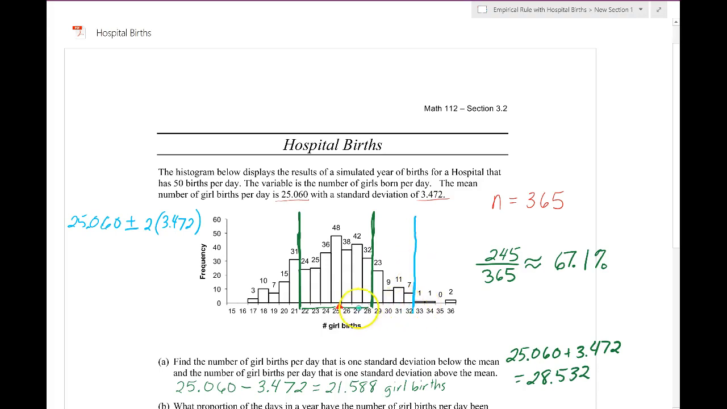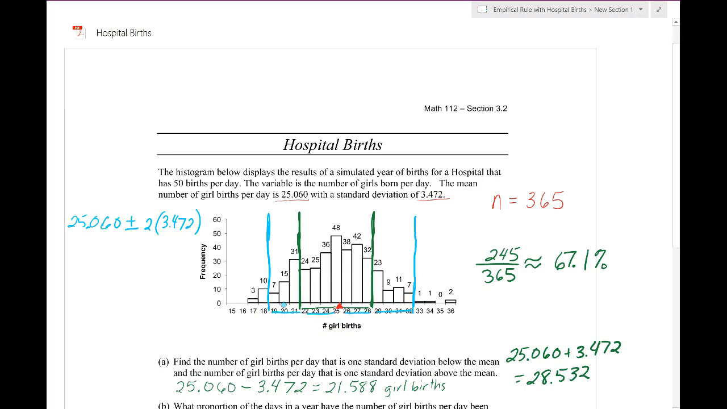And then on the low end, 2 standard deviations below is 18.116. 18.1. So that doesn't include the 18s, but it does include the 19s. So there's my 2 standard deviations: 1, 2 standard deviations above, and 1, 2 standard deviations below.